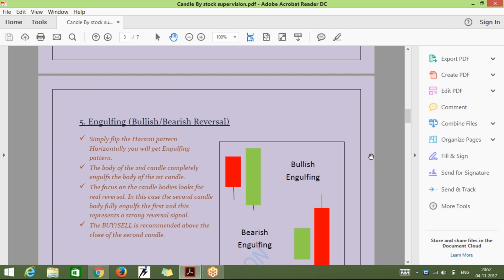Again, coming to the trade setup, the suggested buy price is around the close price. In case of bullish engulfing, the suggested buy price is around the close price of the green candle. Here is the open price and here is the close price, so the suggested buy price is the close of the green candle.